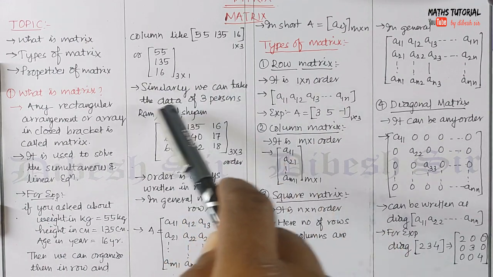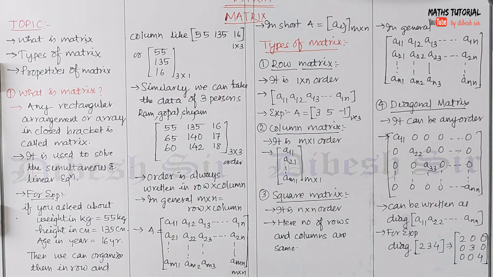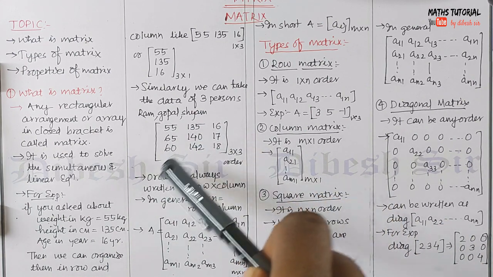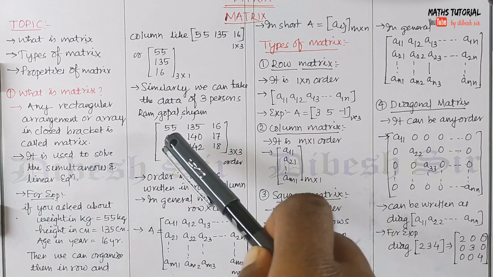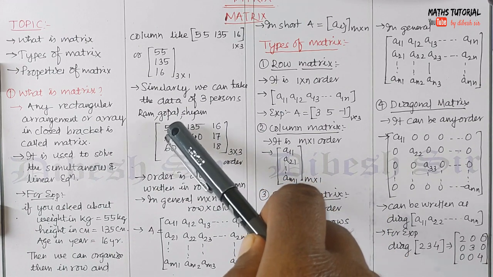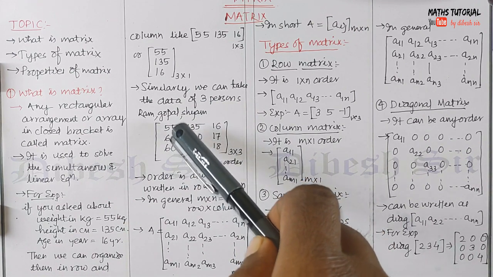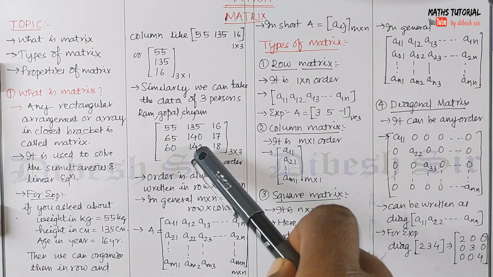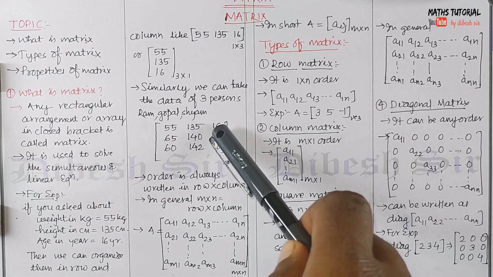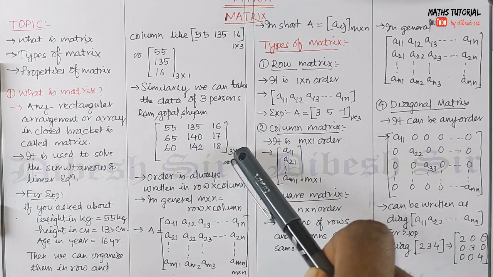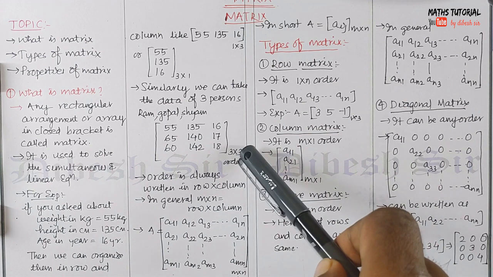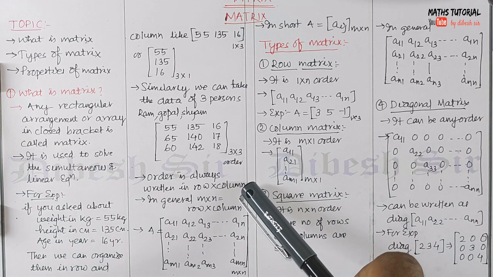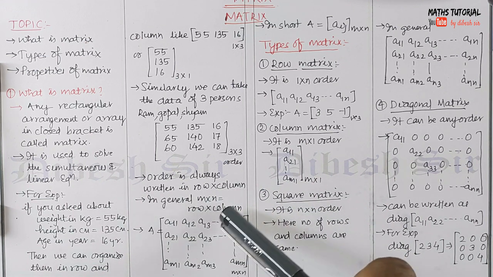Similarly, we can take the data of 3 persons, Ram, Gopal, Sham, that is 55, 135, 16, 65, 140, 17, 60, 142, 18. It means Ram, Gopal and Sham have weight 55, 65, 60, height 135, 140, 142, age 16, 17, 18. It has 3 rows and 3 columns, so the order is 3 cross 3. Order is always written as row cross column. In general, m cross n, a row cross column.